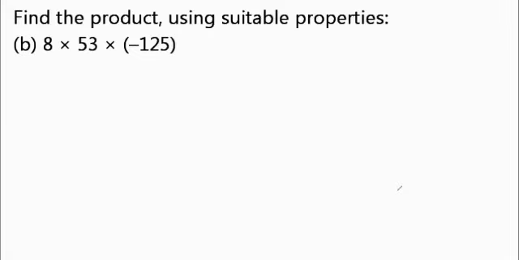Let's now solve a few examples using multiplication properties. Find the product using suitable properties: 8 multiplied by 53 multiplied by minus 125.